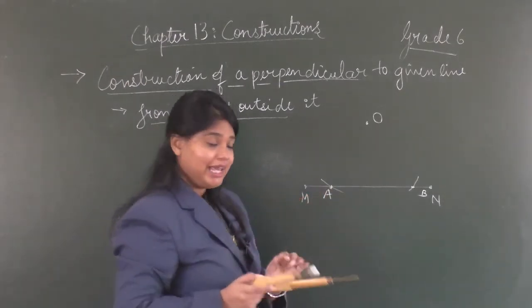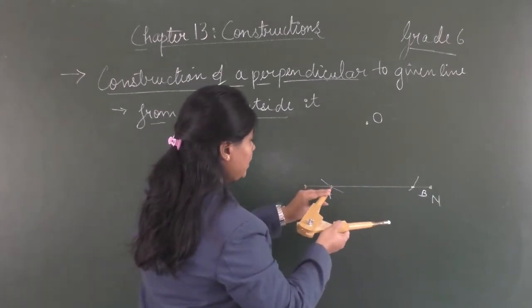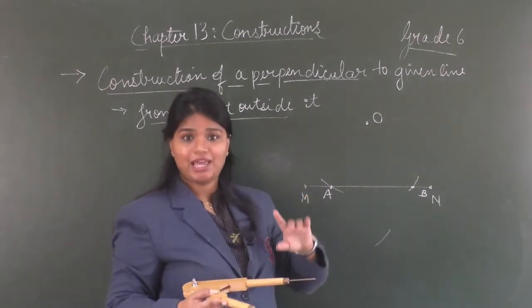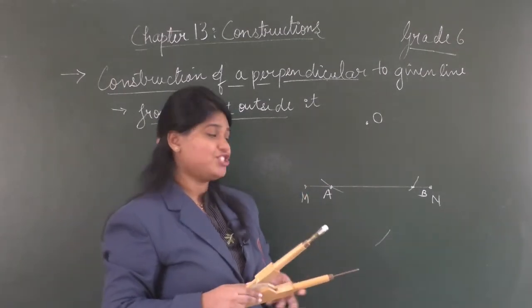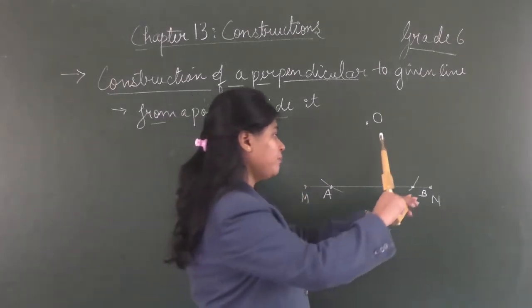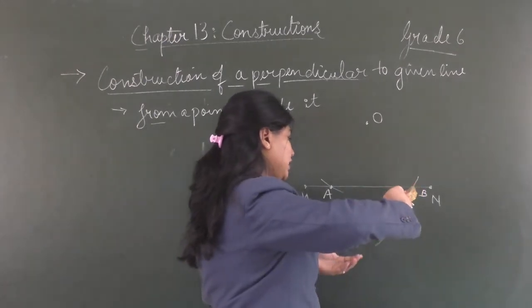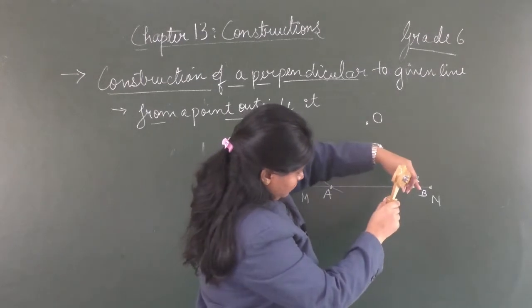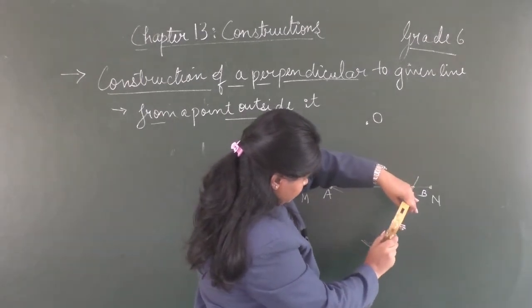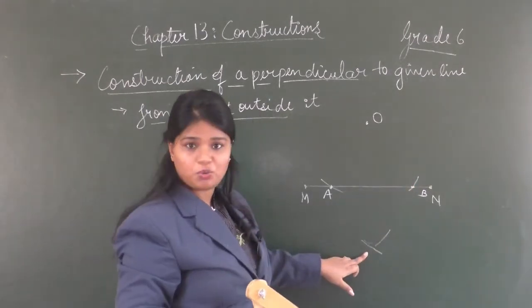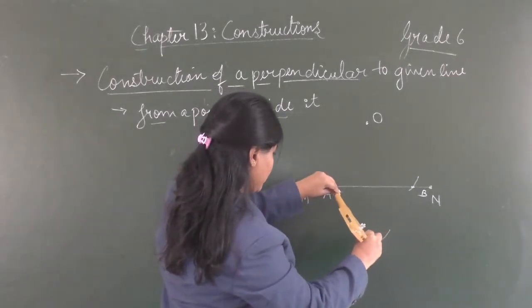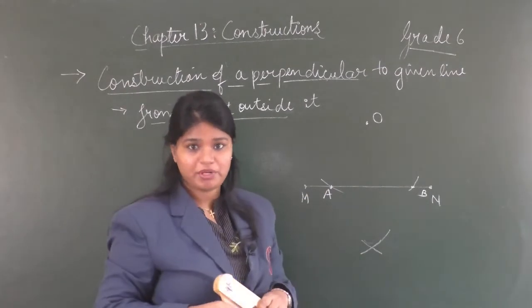Okay. Now, with the same measurement, I will again place the needle on A. So, I have placed the needle on A and I have marked an arc below the line segment MN. Following the same procedure, I will place the needle on B. With the same measurement, I will cut an arc, right. Now, this is not overlapping, so I can repeat my step. I can place the needle on A and again form an arc, right.